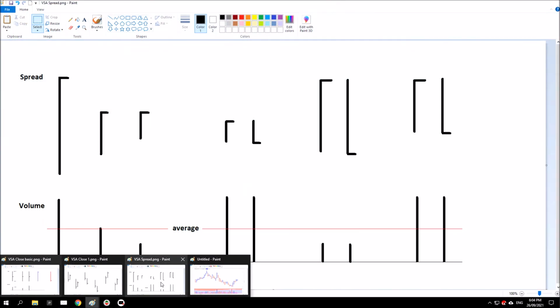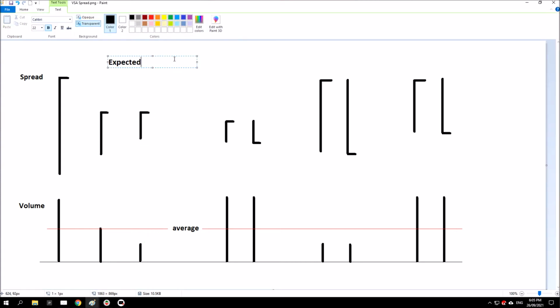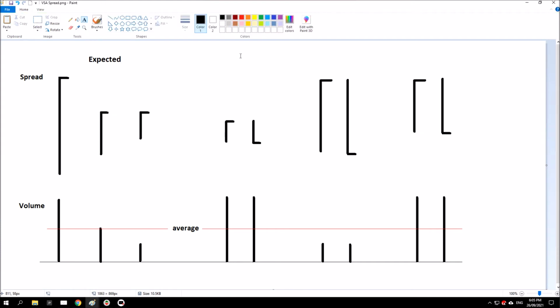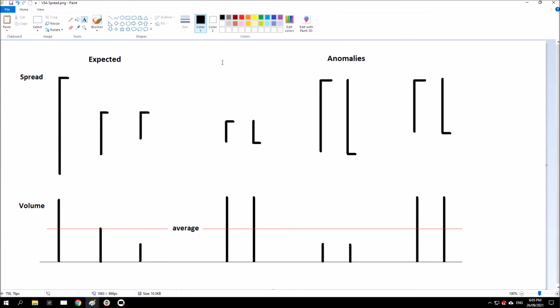So following that, I made this chart, and this is showing that high volume you expect wider spreads, average volume you expect average spreads, and low volume you expect narrower spreads. This is what's expected. And over here we have some anomalies. And in chart reading we look for anomalies because they're often significant and they tell us something that's going on in the market.